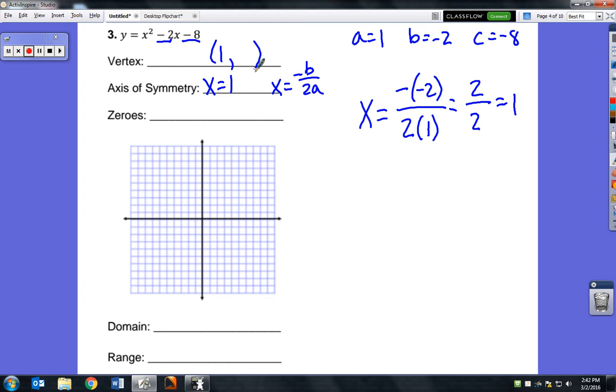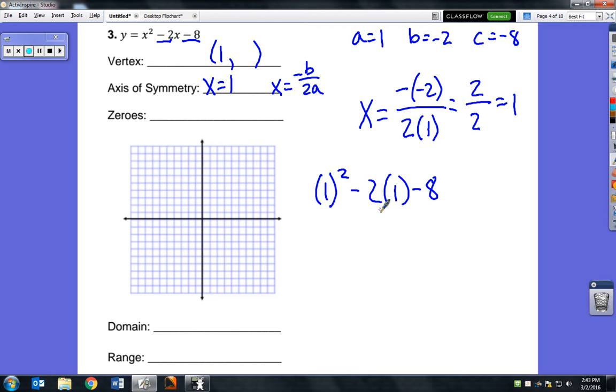To find the y value of my vertex, I need to plug the x value into all of the x's in my function. So instead of having x squared, it's going to be 1 squared minus 2 times 1 minus 8. Now, if you had your calculator, you could enter this in exactly as you see it into your calculator and get the answer right away. I'm going to break it down a little bit.